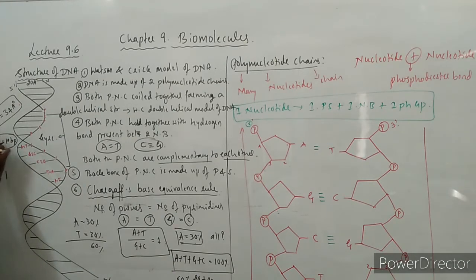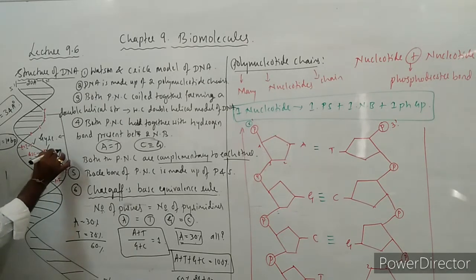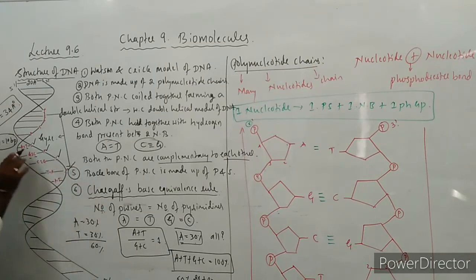What are these base pairs, you may ask? This is one base, this is another base. They are paired together. This is one base pair, this is another base pair, another base pair, another base pair. How many base pairs are here? 5: 1, 2, 3, 4, 5. Here also 1, 2, 3, 4, 5.